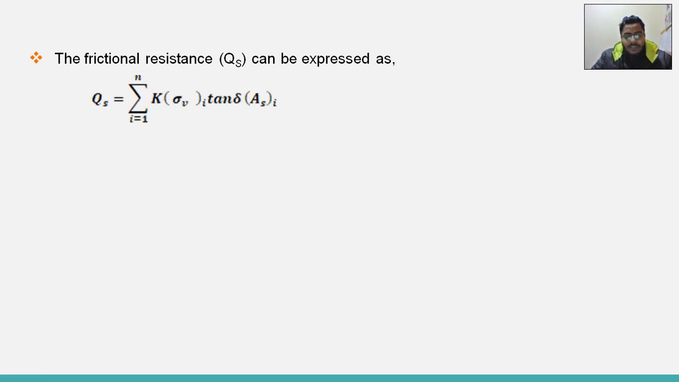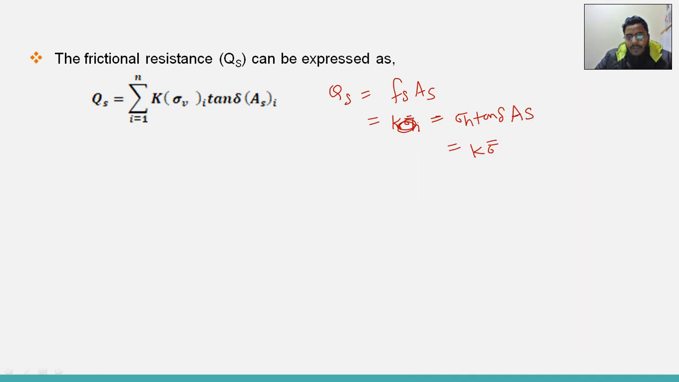So friction resistance Qs, now we can write. So how I'm writing like this, let's see. Qs we can write fs into As. Okay. And fs we can write, sorry, we have seen this, we can write sigma h tan delta As. Okay. So after putting the value of sigma h in terms of K, we can write K sigma v tan delta As. Okay. So what we have seen on this graph, this is the depth.